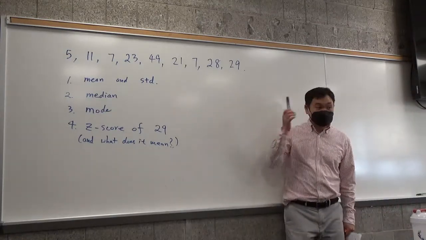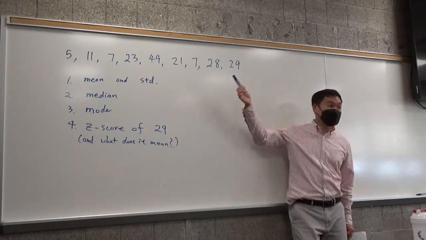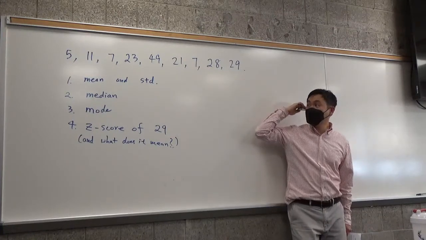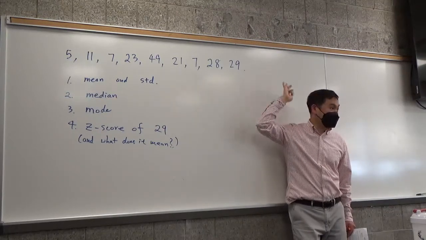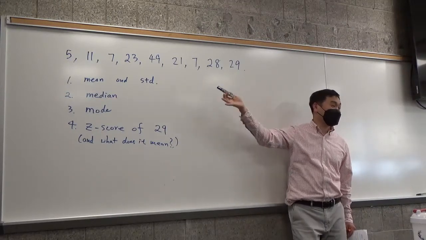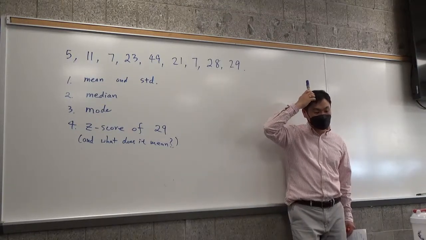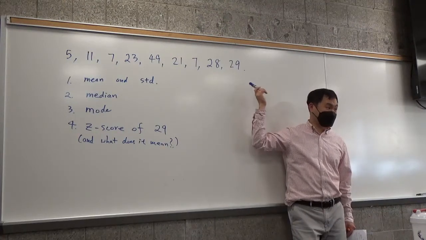When you do this, you could just use the formula for mean and add everything and divide by the number of items. You could also calculate the standard deviation by subtracting the mean, squaring all the values, and then taking the average of that. That gives you the variance, and you have to take the square root. But I also want you to know how to use your calculator to do the same thing.